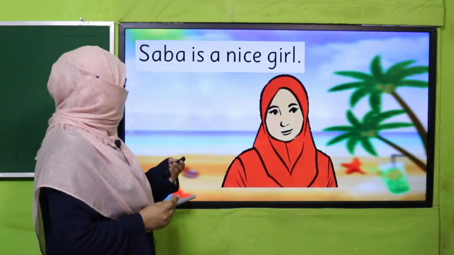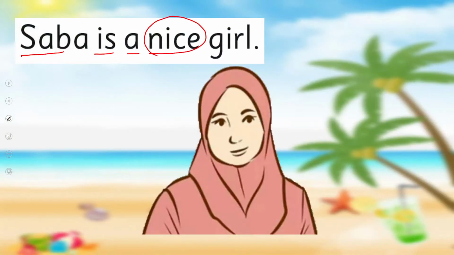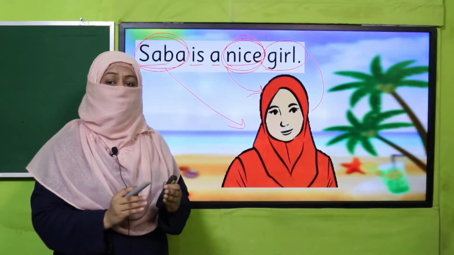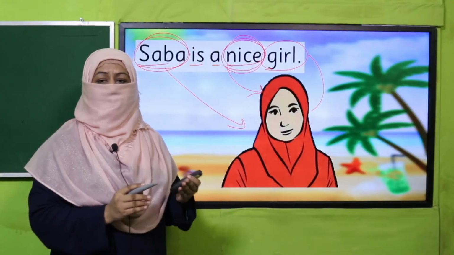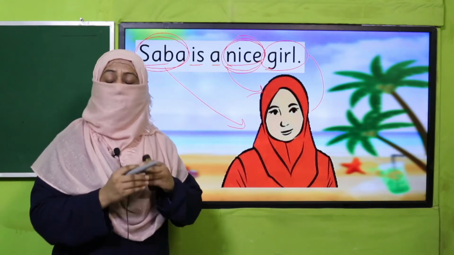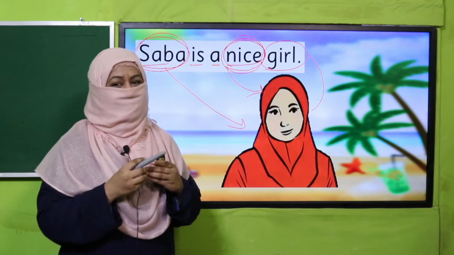Okay. The other example is Saba is a nice girl. Saba is a girl. Now you see, Saba is a naming word for a girl, and girl is also a naming word, and this nice is telling us more about this girl. This is a describing word. This is how we use describing words to tell about people. Saba is a nice girl, she is very intelligent, she is punctual, she is hardworking. This is how we keep on telling by using describing words, right?